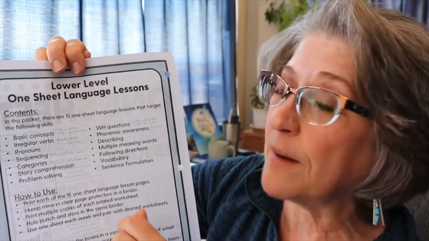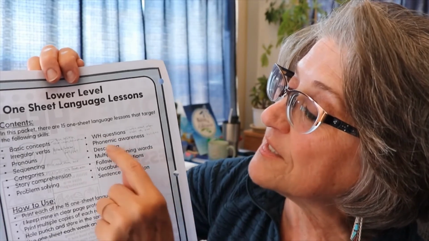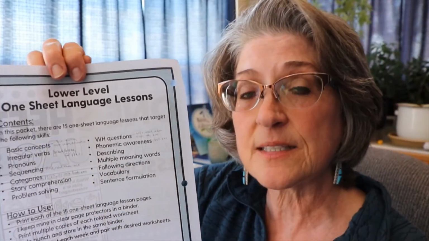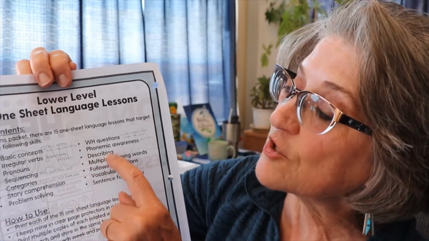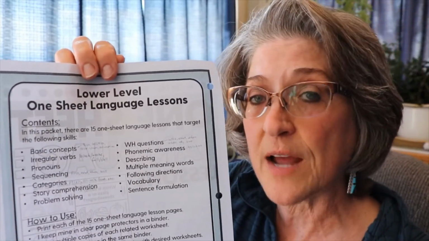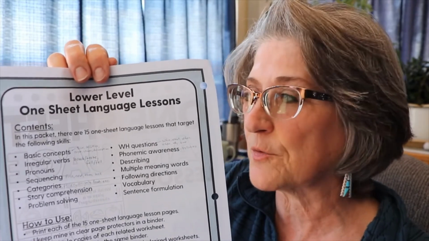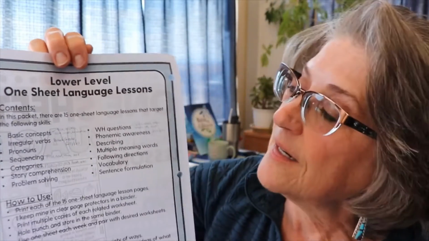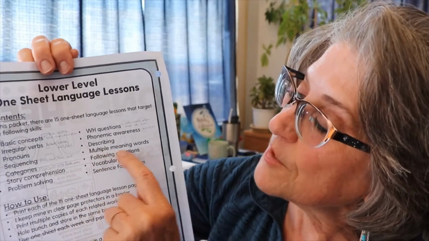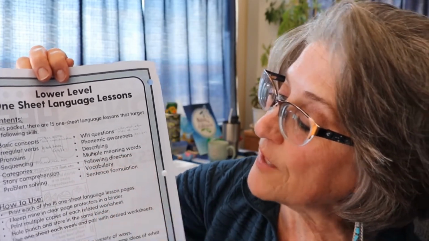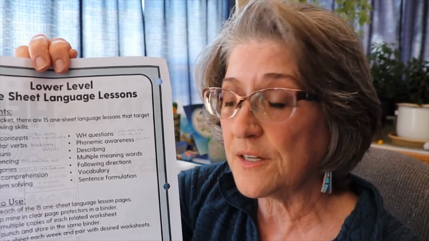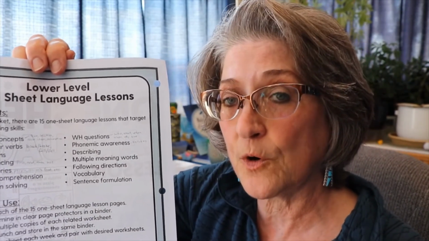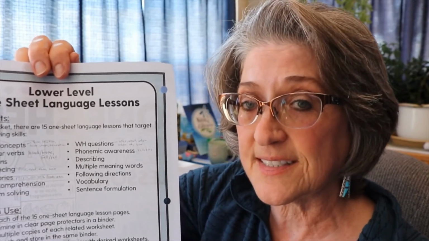Problem solving with the problem box, WH questions. Phonemic awareness is the syllable activity. How many syllables does this word have? Describing, getting your child to describe some of the pictures. Tell me about this picture. What is she doing? What is she wearing? Is it big? Is it little? Multiple meaning words, following directions, vocabulary, sentence formulation. It's really a goal for language development that children be able to form grammatically correct sentences. And so this is a great way to give your child a lot of practice with that.